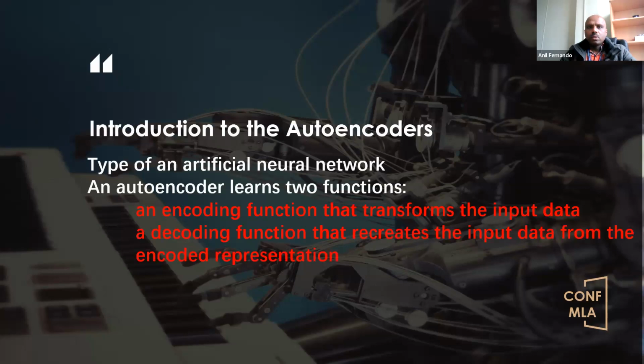First of all, we will introduce some of the concepts on autoencoders. An autoencoder is a type of artificial neural network, and it has two components, an encoder and a decoder. The encoder transforms the input data to a reduced dimension vector space called the latent vector. The latent vector is used by the decoder, which transforms it to recreate the input data from the encoded representation.